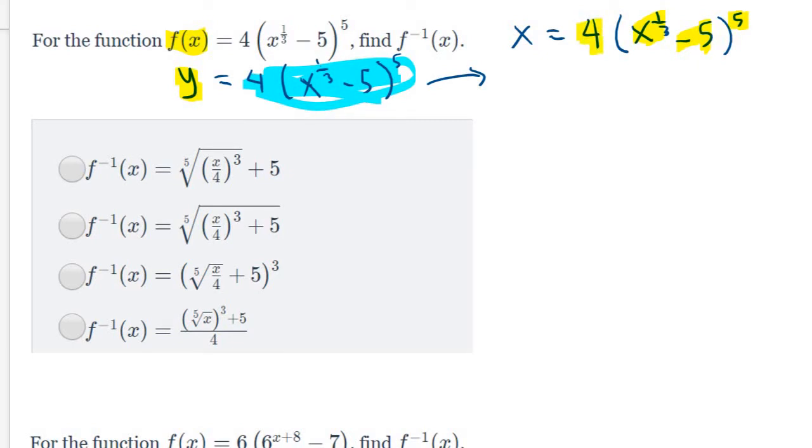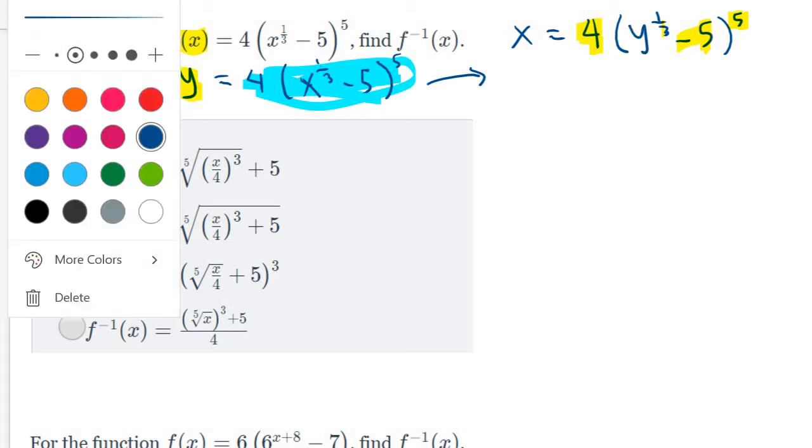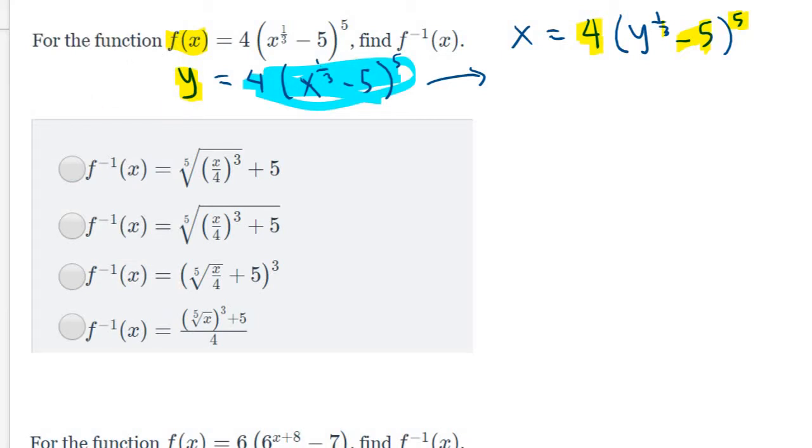So now we're going to go back and do the steps backwards. Excuse me, I needed to write that as y, not as x. I apologize for that. Okay, now we're going to go backwards. The first thing to do is to divide everything by 4 to make this 4 go away. So we're going to be left with x over 4 equals (y to the power of 1/3 minus 5), everything to the power of 5.